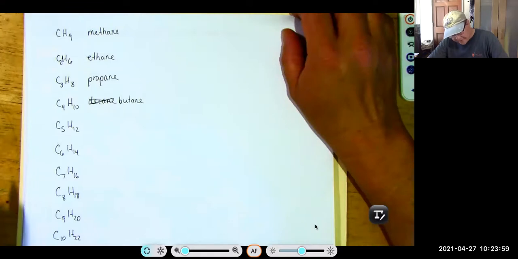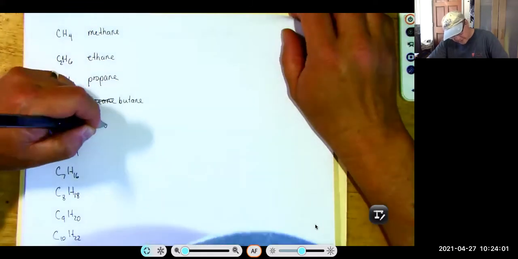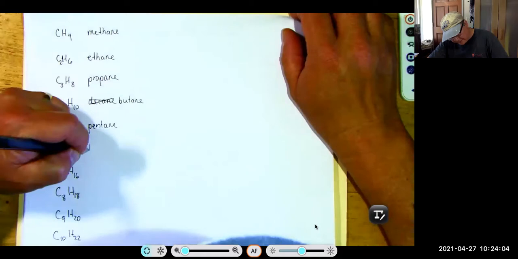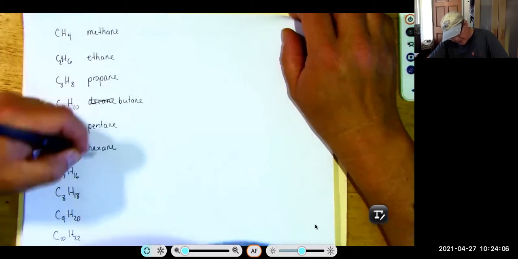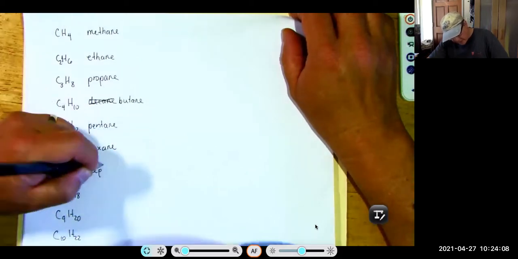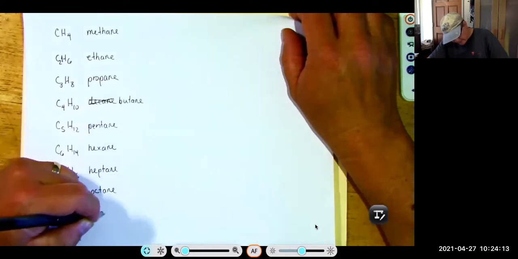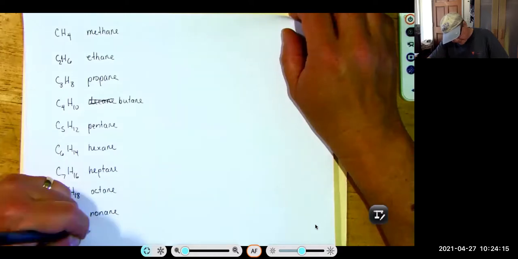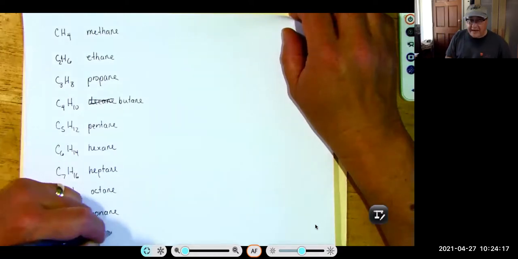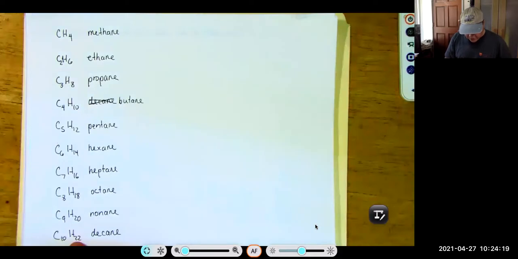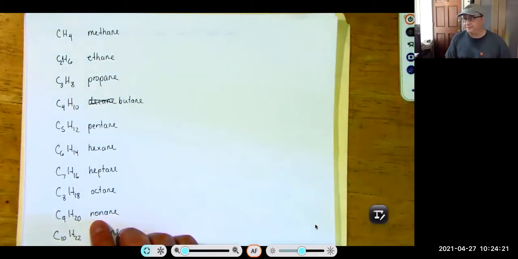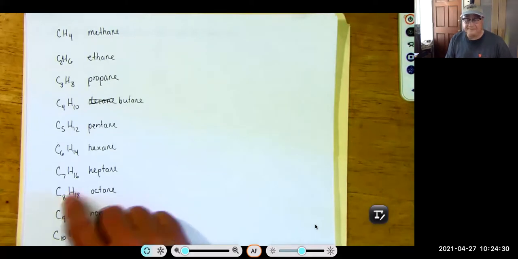This one is called pentane. This one's called hexane. This one's called heptane, octane, nonane, and decane. Decane, like a decade for 10 carbons. Nonane, like 9. Oct for 8. Hept is 7.